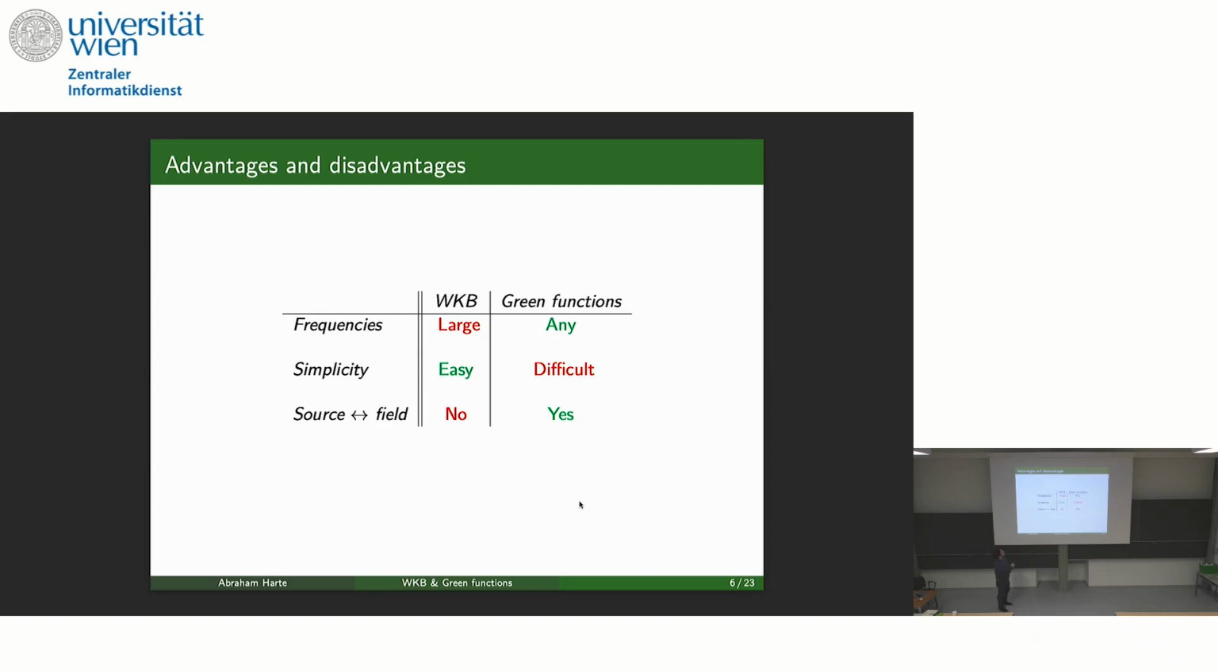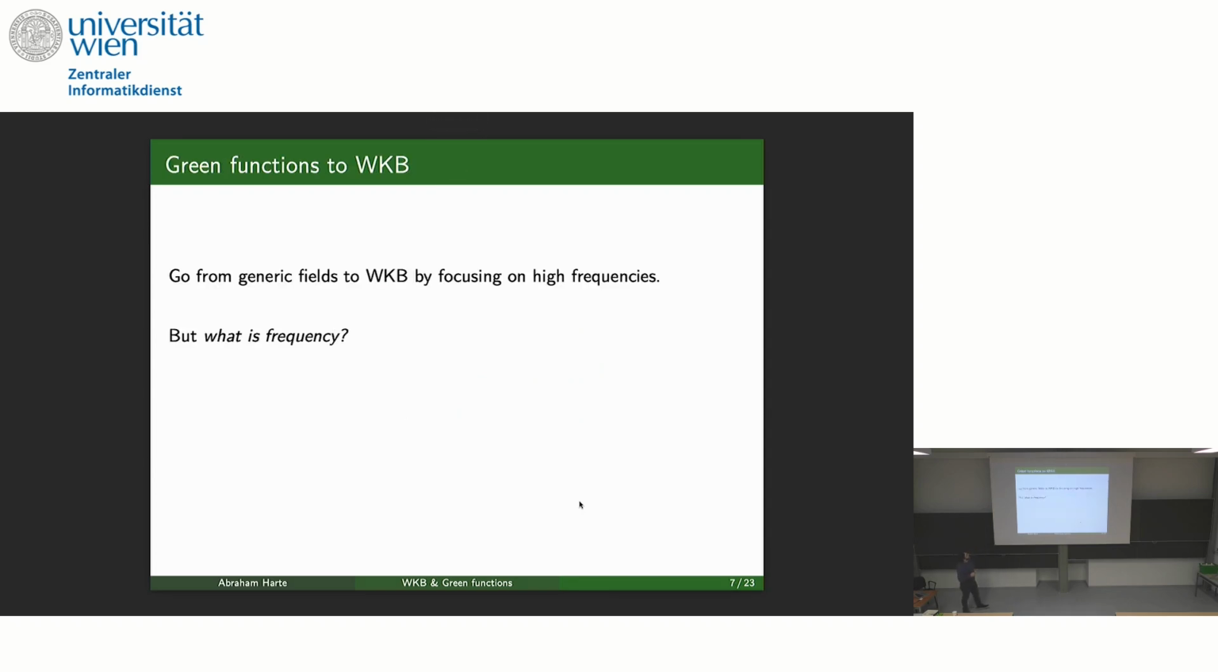Something else that's not, I think, mentioned quite as often as perhaps it should be, is if you want a connection between the fields that you're looking at and actual properties of the source, this is usually awkward in WKB. So if you want to connect whatever you see to, let's say in a gravitational case, the time-varying quadrupole moment of the thing that is generating your metric perturbation, that's a little bit awkward in WKB. But of course, in a Green's function, you're integrating directly against the source. There's a direct connection there. Okay. Right.